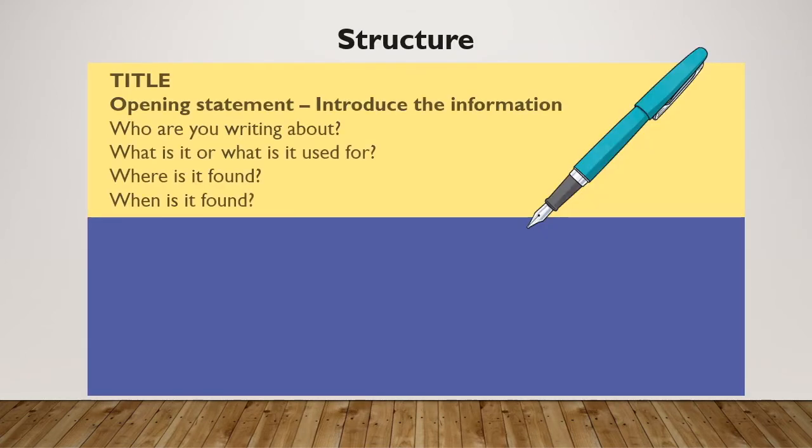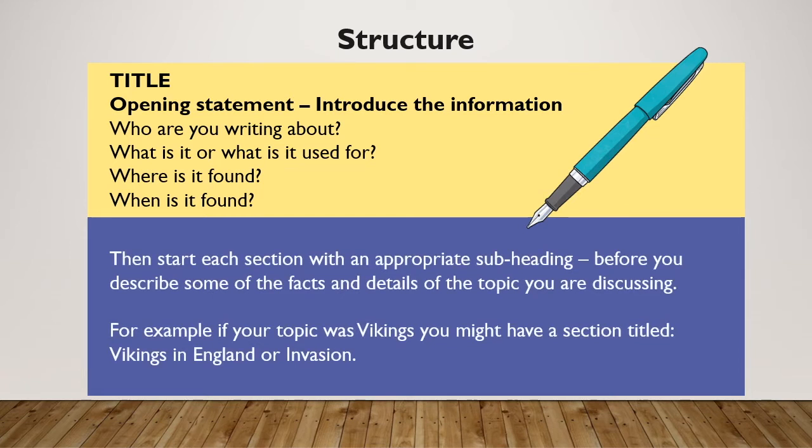So the structure of our report. Start with a title, something that's appropriate to what your report is about. Then you have your introduction, which is introducing the information. Who are you writing about? What is it or what's it used for, depending on the topic? Where can it be found? When can it be found? Then start each section with an appropriate subheading before you describe some of the facts and details of the topic you're discussing. This is where you'd use the facts that you found when using your internet research. For example, if your topic was Vikings, you might have sections with the subtitles Vikings in England or Invasion, depending on what your topic is.